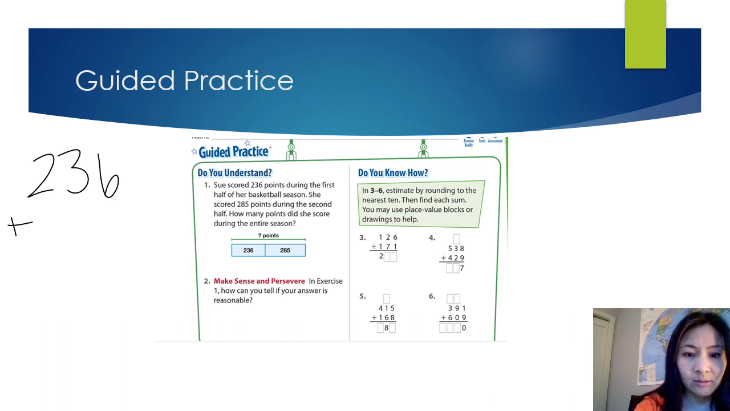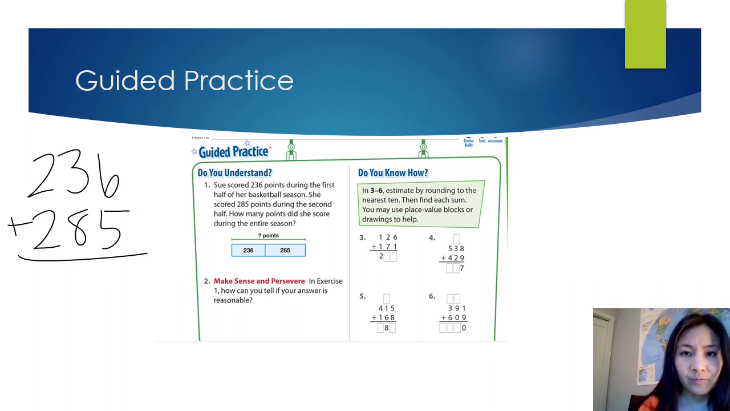236 plus 285. Step 1, start by adding the ones. 6 plus 5 equals 11 ones. 1 one, regroup for 1 ten. Oops, that's supposed to be a 1.